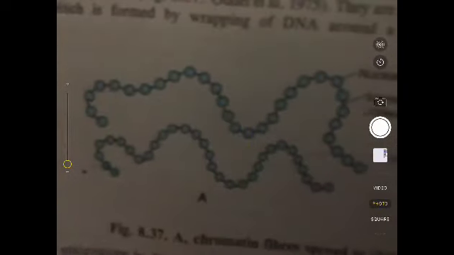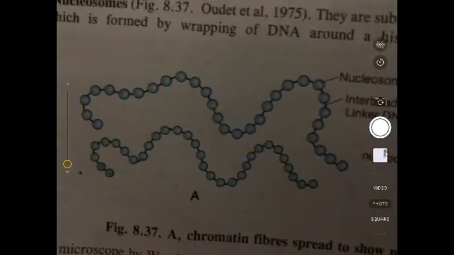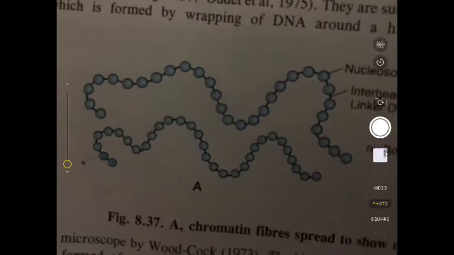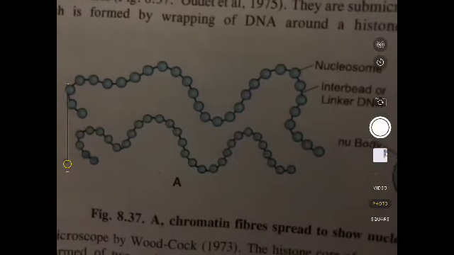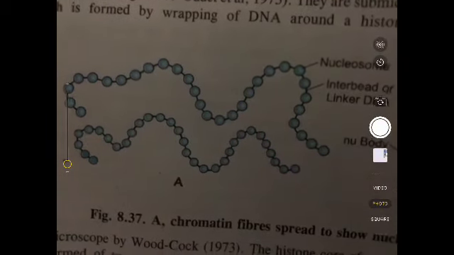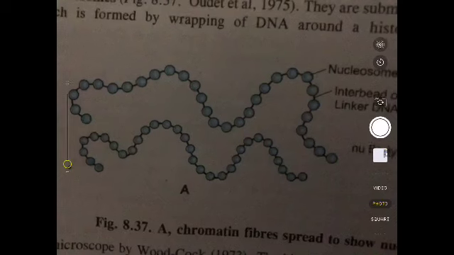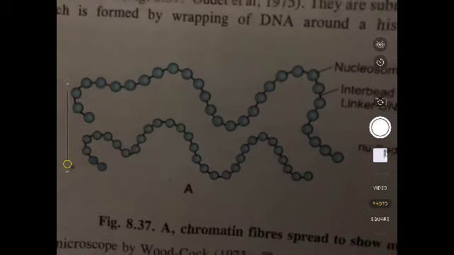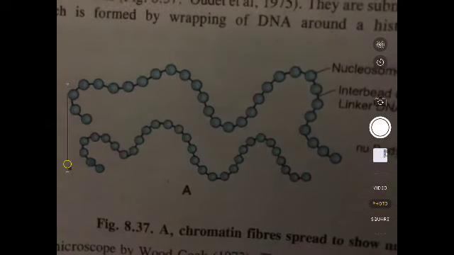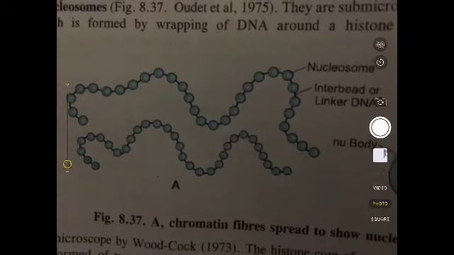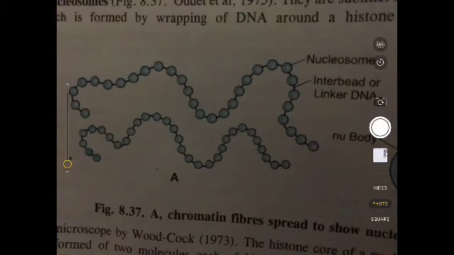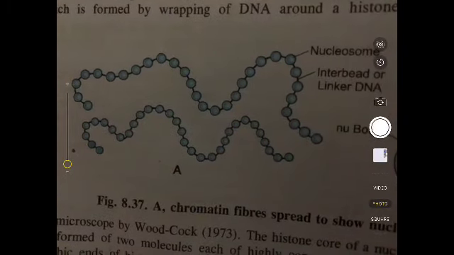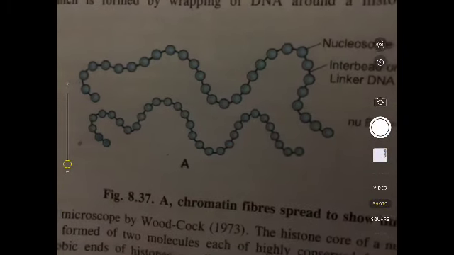You can see here some beads are present, and these beads are actually called nucleosomes, and these nucleosomes are made up of two substances. Number one is linker DNA, and then DNA and histone protein, and the DNA will be wrapped around histone, and then they form this type of structure which gets highly coiled, and then chromatin is formed.